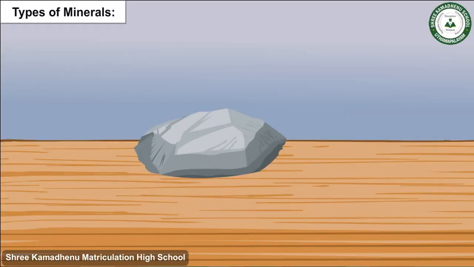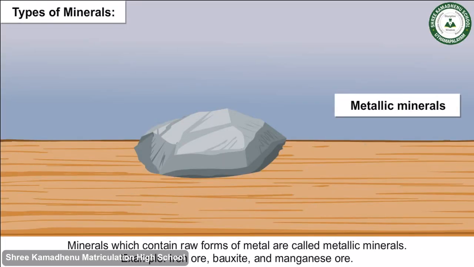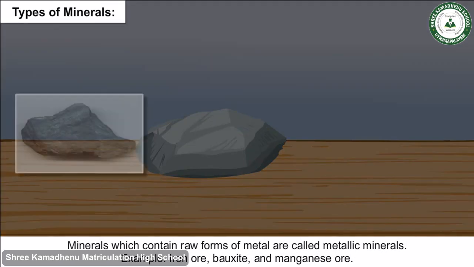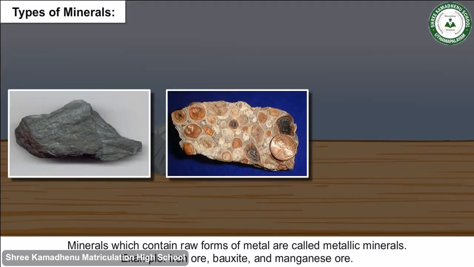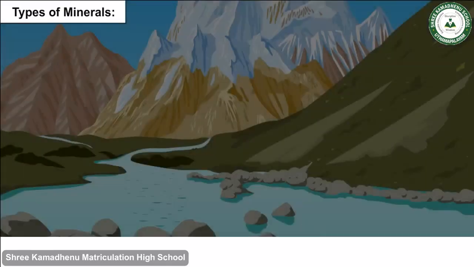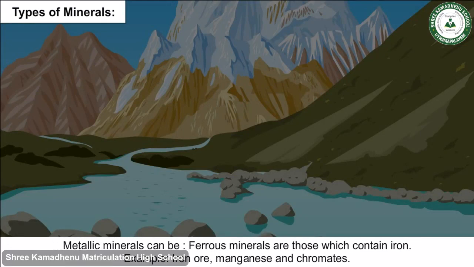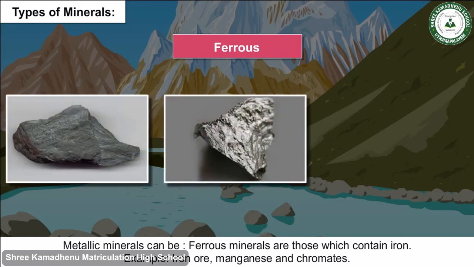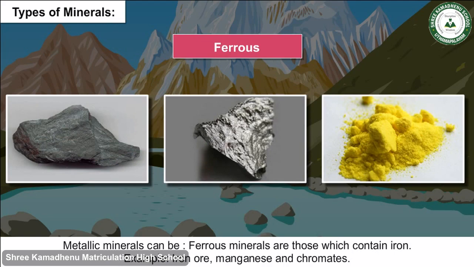Types of minerals. Metallic minerals. Minerals which contain raw forms of metal are called metallic minerals. Example, iron ore, bauxite, and manganese ore. Metallic minerals can be ferrous. Ferrous minerals are those which contain iron. Example, iron ore, manganese, and chromates.